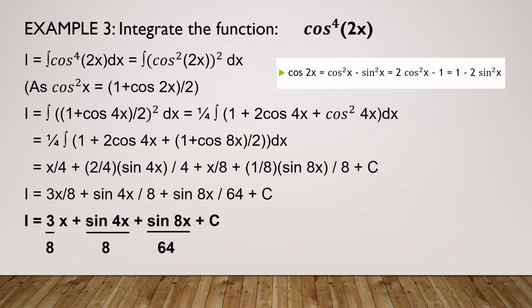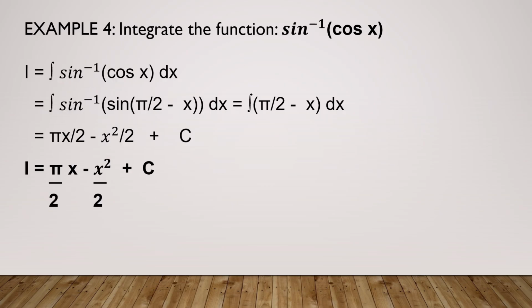Plus the next term, again 1 upon 8. The integral of cos is sine, so it is sine 8x, but since it is 8x, you need to divide by 8. Now simplify all the terms. The final answer we get is 3 upon 8 x plus sine 4x by 8 plus sine 8x by 64 plus c.